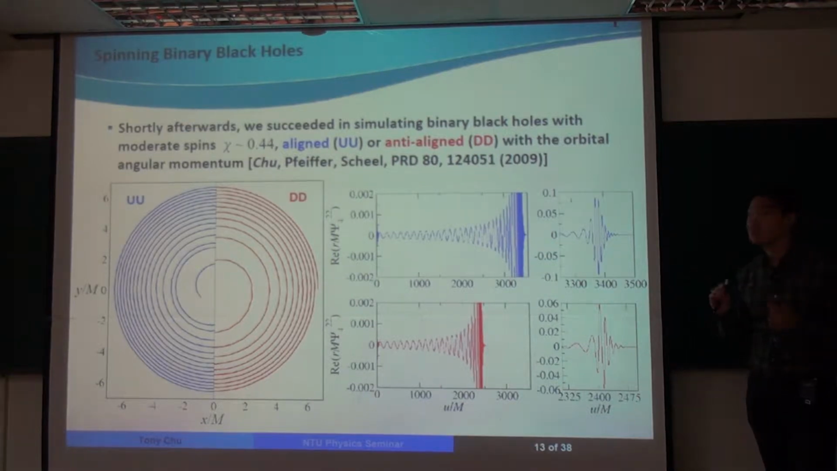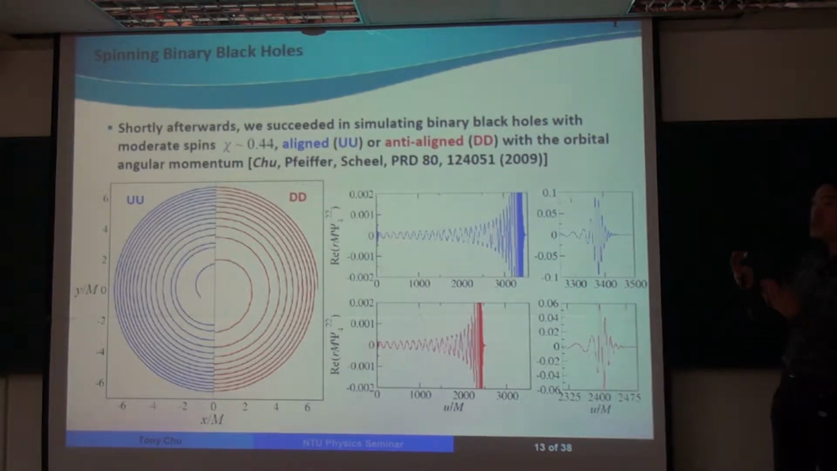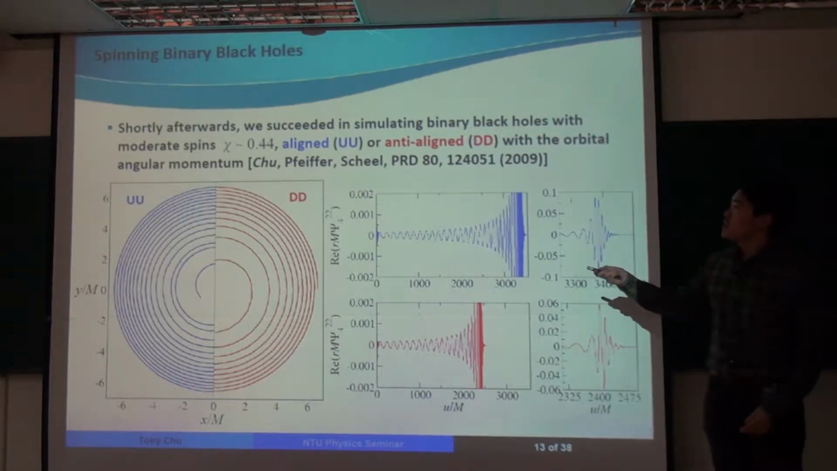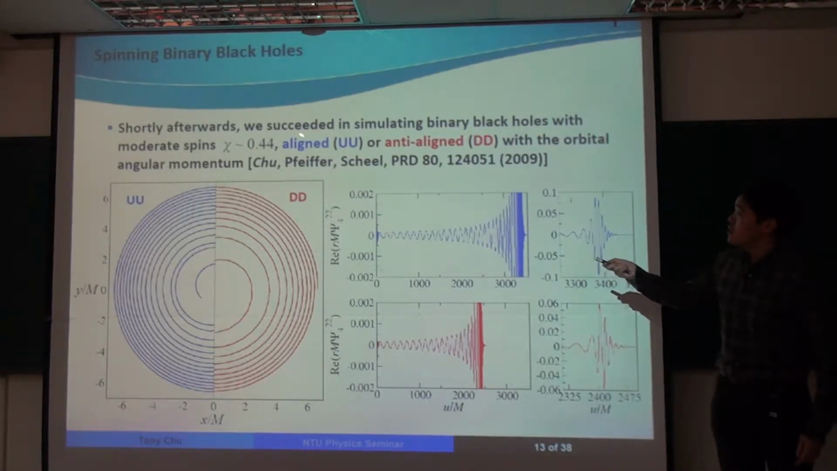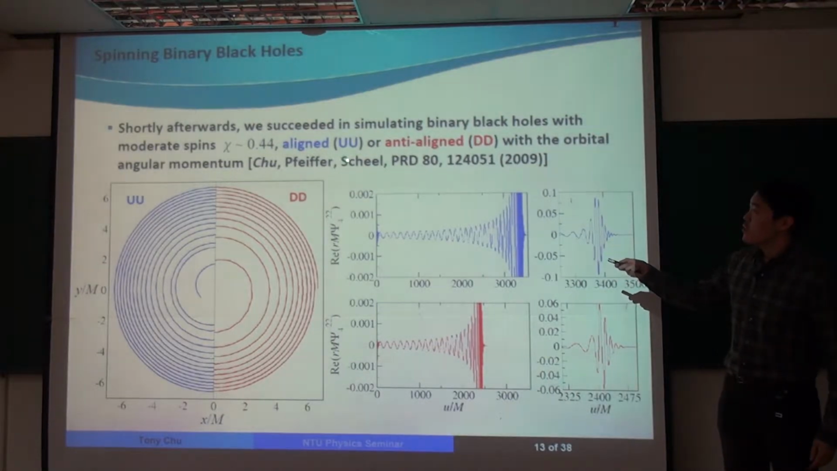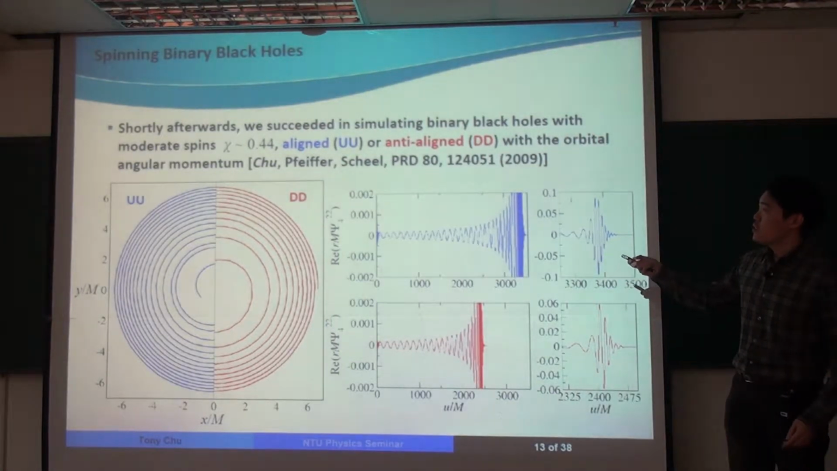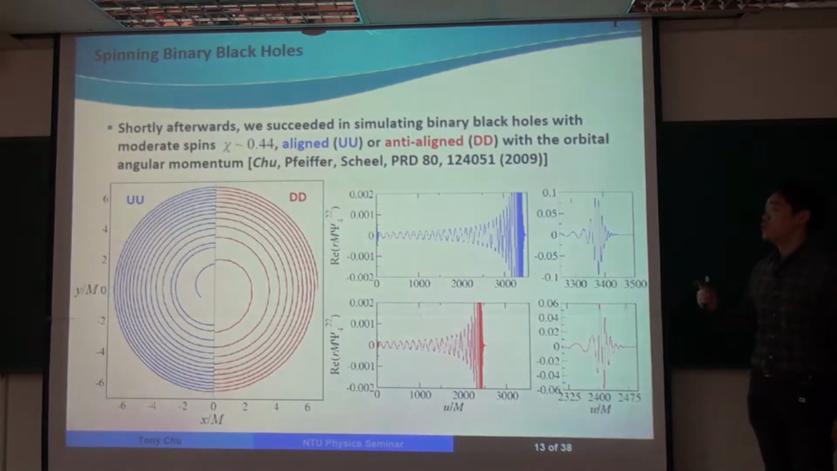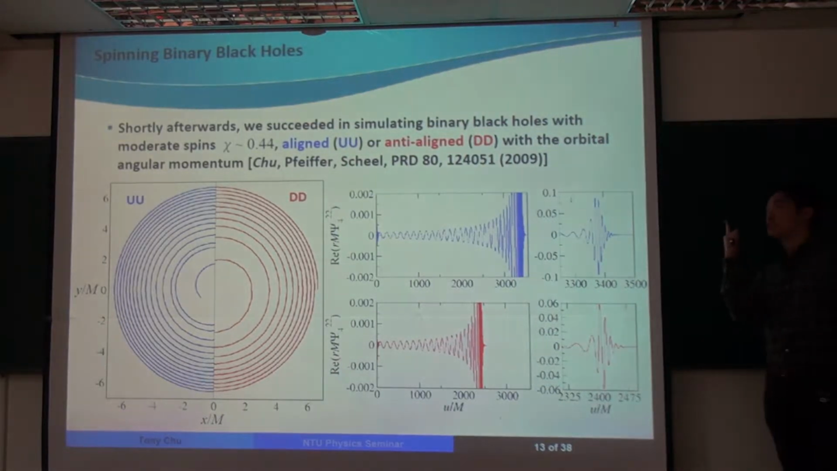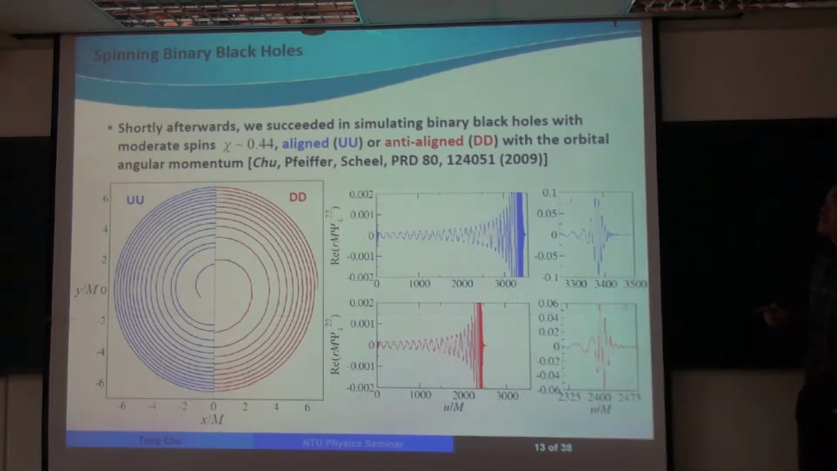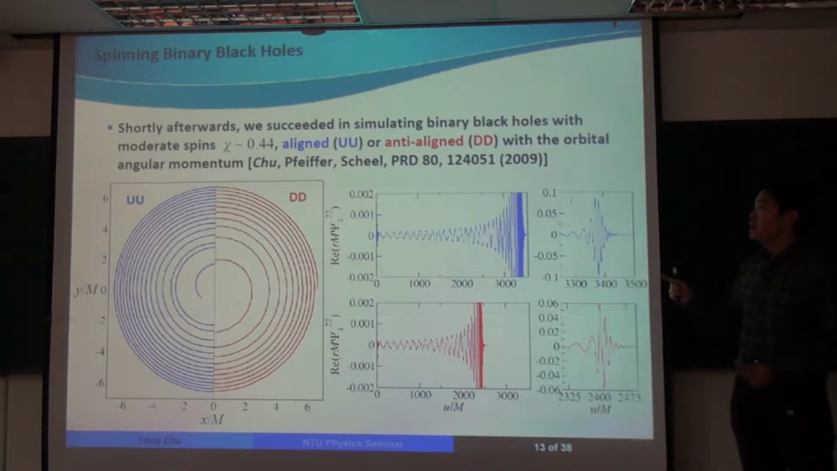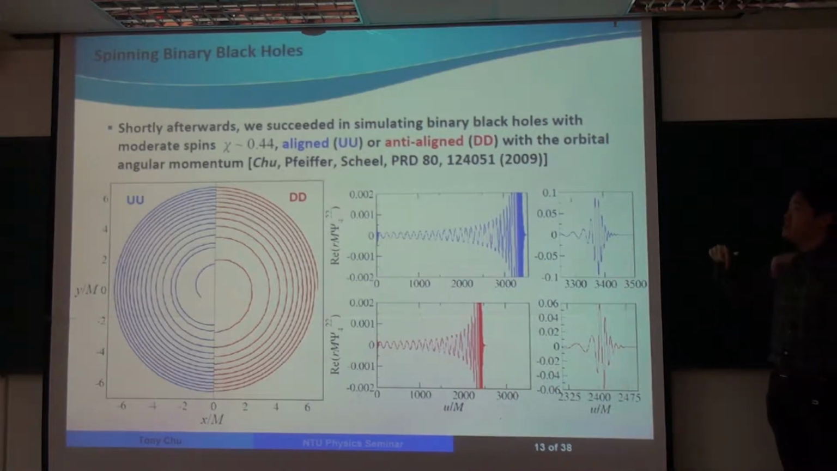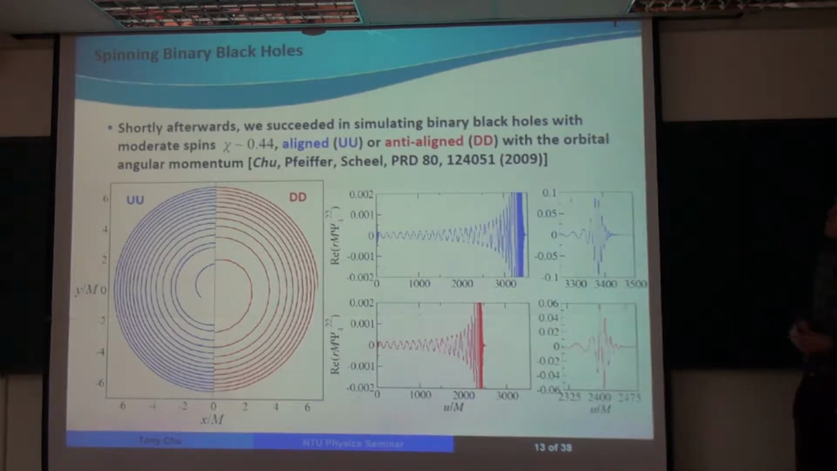As I mentioned in numerical relativity, the spin magnitude goes from 0 to 1. In these cases, the spins of the two black holes are either aligned or anti-aligned with the orbital angular momentum. So if the orbital angular momentum is pointing in the up direction, z direction, then for the aligned case, I call it up-up. For the anti-aligned case, I call it down-down.